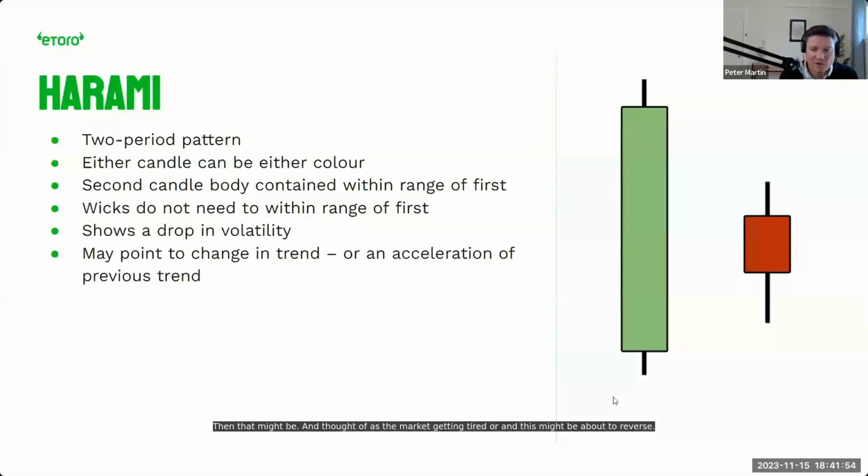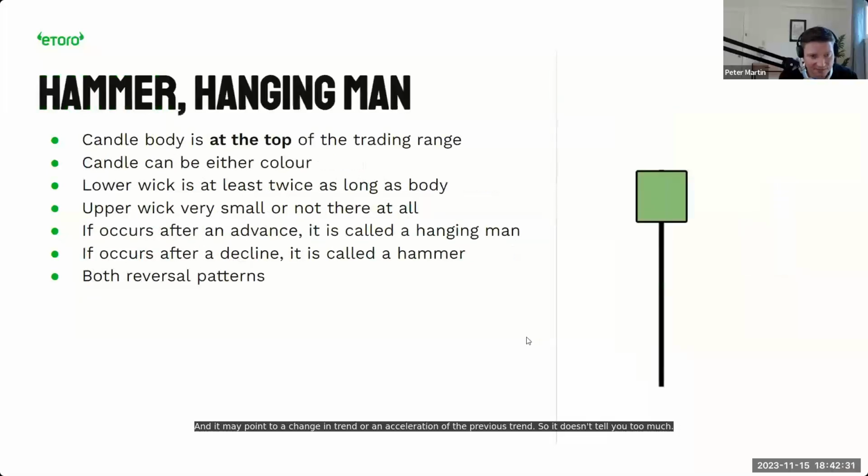And then here's another one, the harami. Once again, this sometimes plays a part in longer patterns. This is a 2-period pattern. The candle colors can be either, it doesn't matter. But what is important is that the second candle has to be small and entirely contained within the range of the first candle's body. The wicks don't have to be. It's all to do with the bodies. It shows a drop in volatility in the market, and it may point to a change in trend or an acceleration of the previous trend. So it doesn't tell you too much.